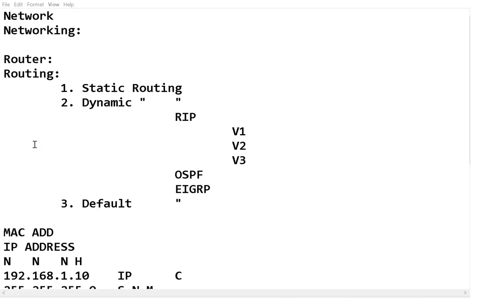Now I am showing how many interfaces there are. In this diagram, how many routers are available in total? Three.